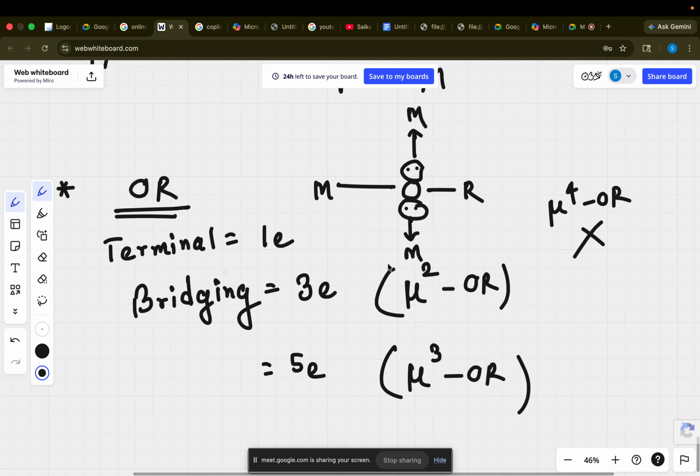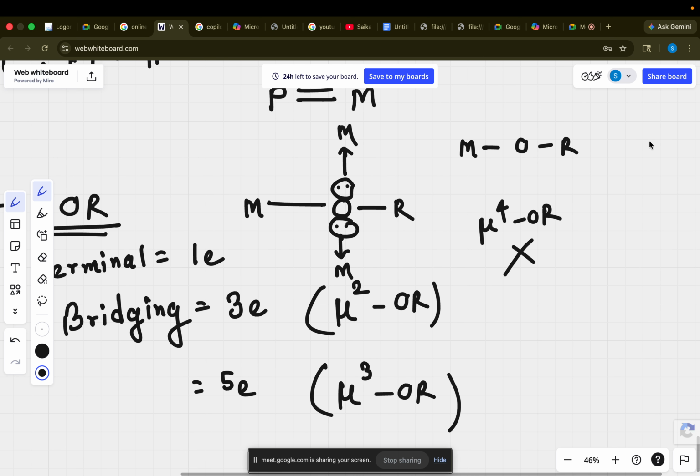Sir, can it form mu 5 OR? It can form this if it donates one electron separately. Suppose you have metal, oxygen, R. Now you are saying mu 5, right? So this one electron is attaching with one metal center, this one with one metal center, this one with one metal center, and this one with one metal center. So that time it can form mu 5. That depends totally on the metal center also.